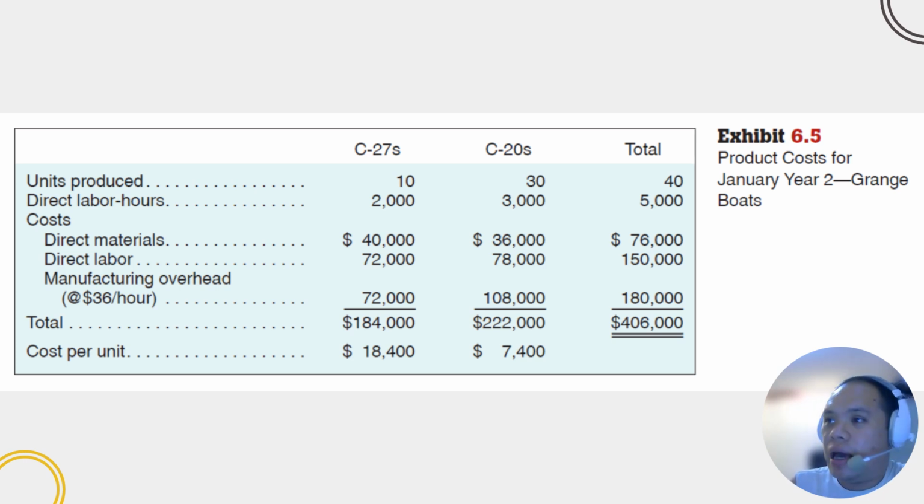Okay? So we can now get the total cost of the product, which is the C27S, $184,000. And then the C20S is $222,000. So out of this cost, we can have a cost per unit of $18,400 because the units produced is 10, and $7,400 as cost for C20S because the units produced is 30. So, yun.